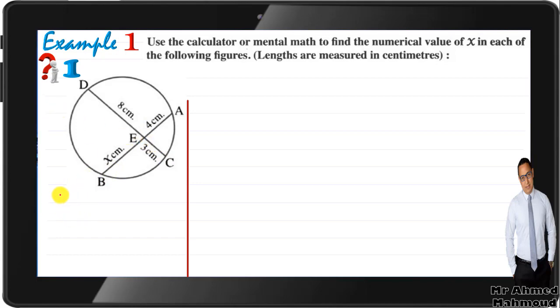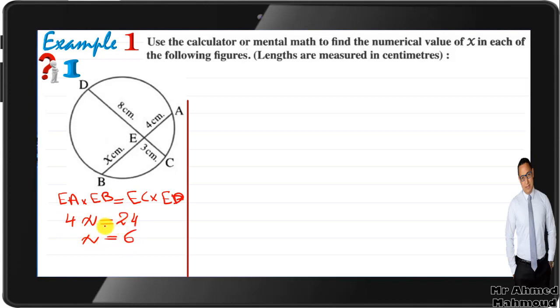Now I'm going to write the rule: EA times EB, remember I started with E, equals EC times ED. EA equals 4, EB is x, equals EC 8 times ED 3, equals 24. By sending 4 to the other side as a divisor, x equals 24 divided by 4, equals 6.